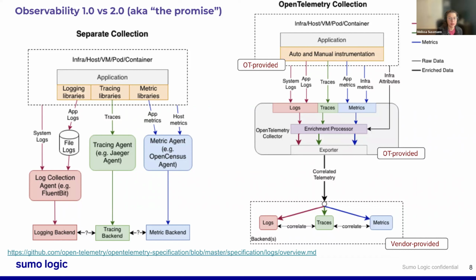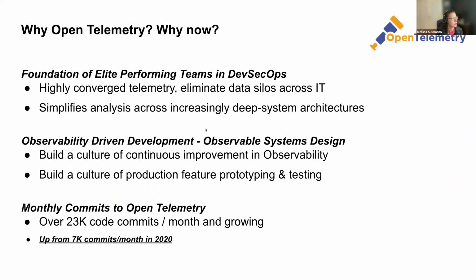So we'll get into the next slides now. Why OpenTelemetry and why now? It's kind of the foundation for elite performing teams in DevSecOps these days. You have highly converged telemetry, and it eliminates the data silos across IT infrastructure. It simplifies analysis across increasingly deep system architectures. Again, you want that small footprint. Observability-driven development: you build a culture of continuous improvement in observability, and you build a culture of production feature prototyping and testing.